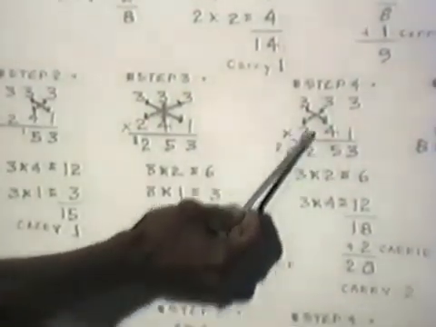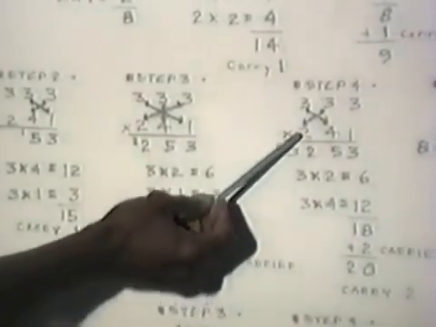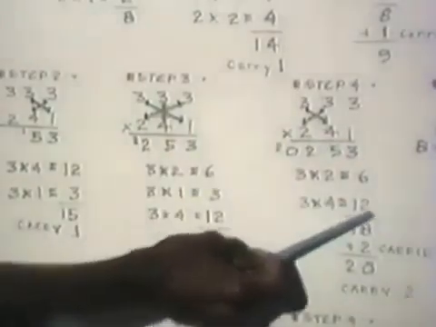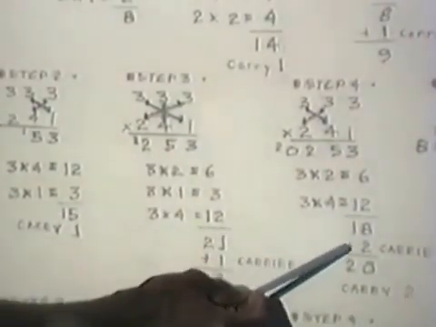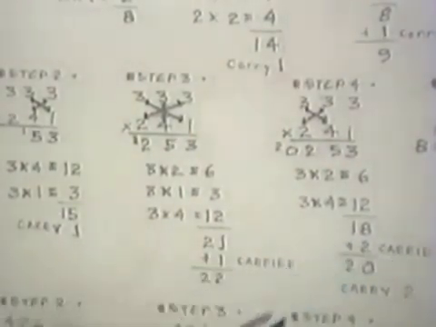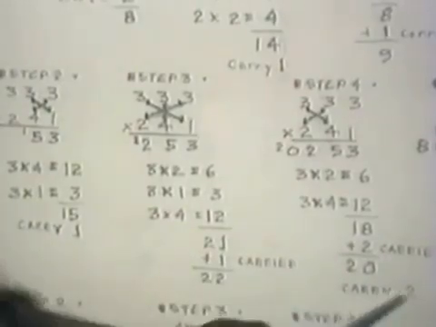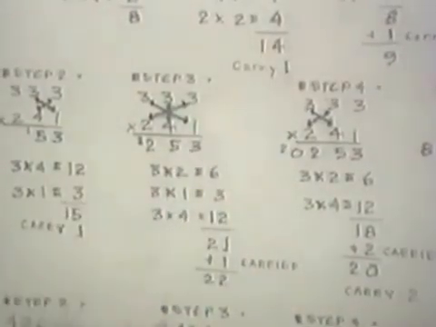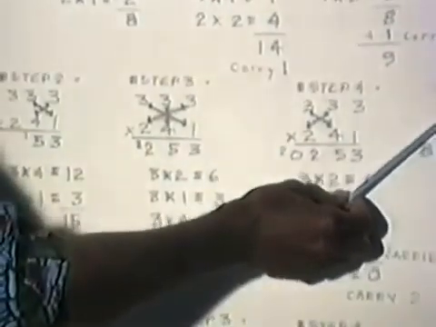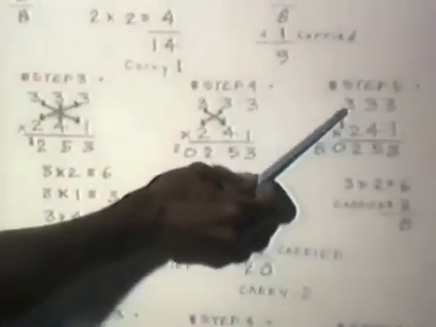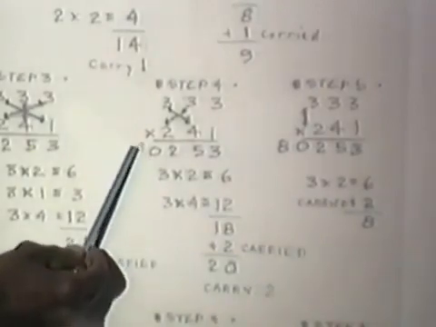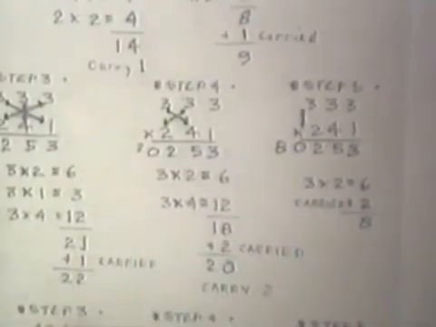Here we go. Our fourth step is cross multiplication. 3 times 2 is 6. 3 times 4 is 12. We add them together and get 18, plus the 2 that we carried, which makes 20. We're carrying 2. That's why we put the 2 right there. Our last step is vertical multiplication, which is 3 times 2. 3 times 2 is 6, plus that 2 that we carried, which makes 8.